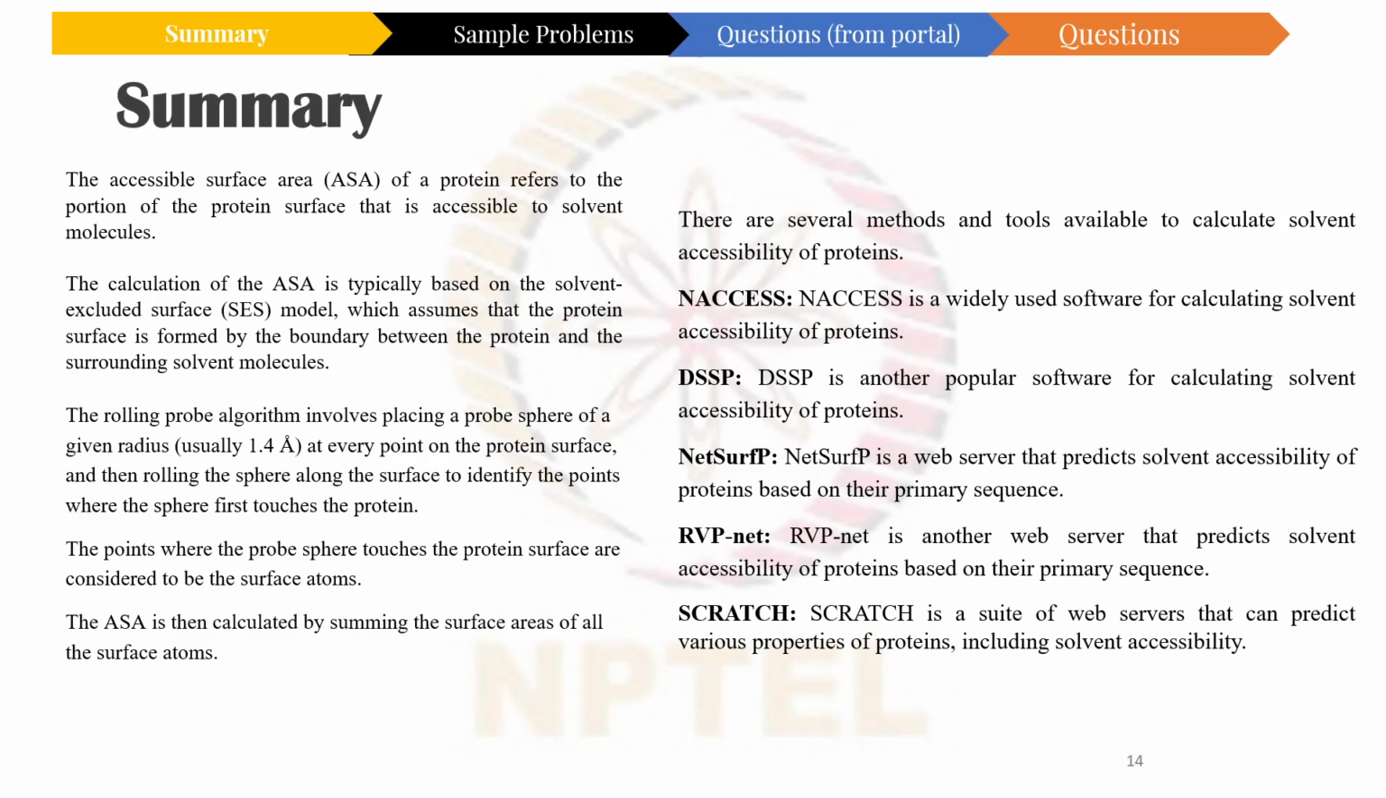And the last one is SCRATCH. SCRATCH is a suite of web servers that can predict various properties including solvent accessibility. Even SCRATCH uses a neural network model to predict the probability that each residue is solvent exposed or buried. In summary, there are several methods and tools for calculating the solvent accessibility of proteins, including software that uses experimental data as well as web servers that use predictive models based on primary sequence. These tools can provide valuable information about the structure and function of proteins as well as their interactions.